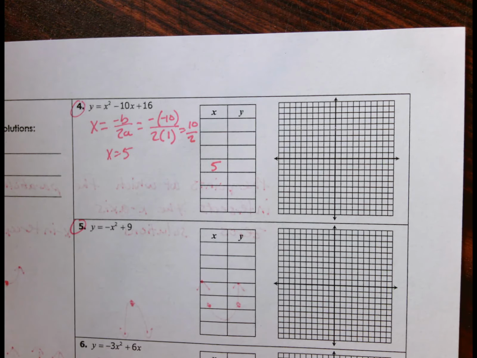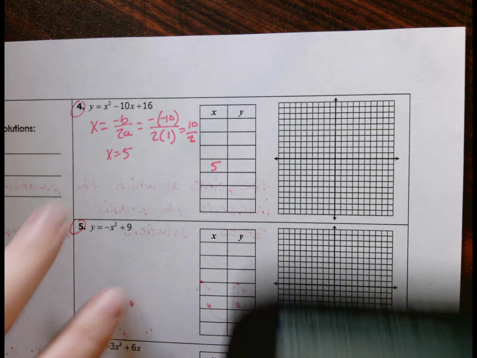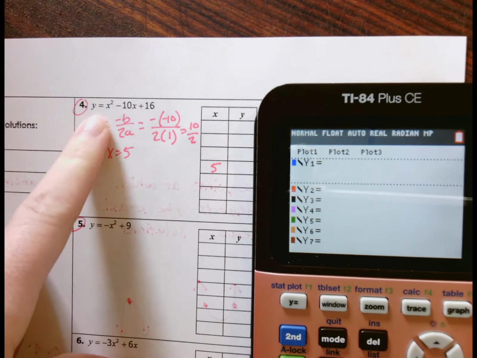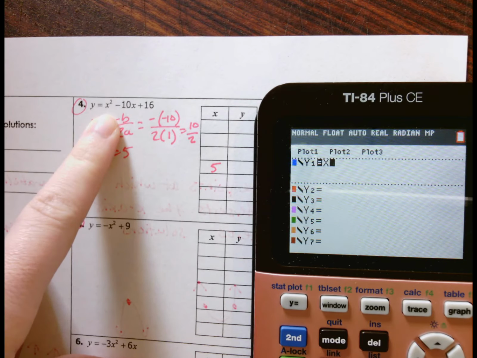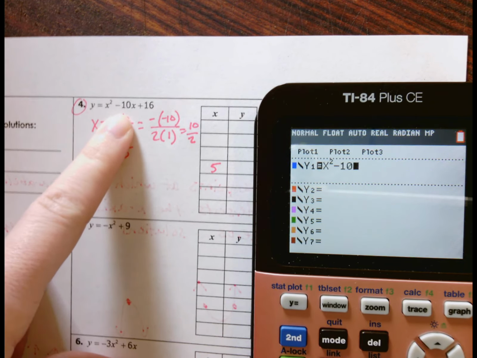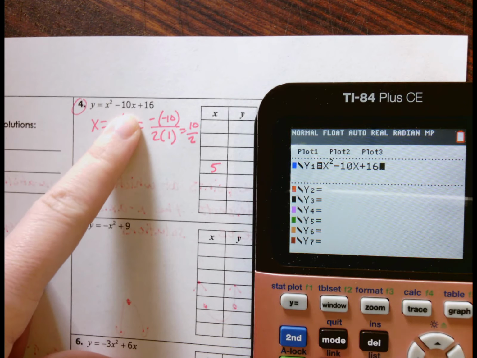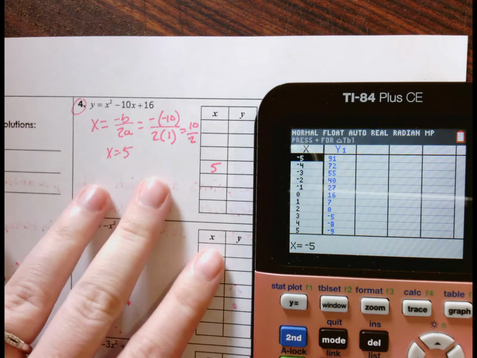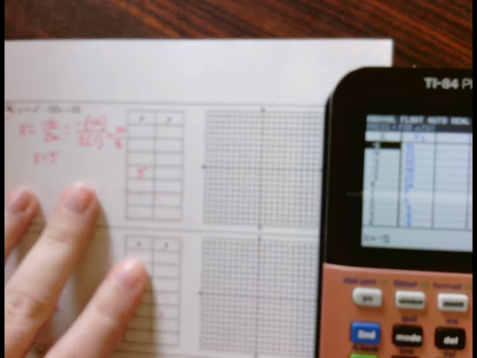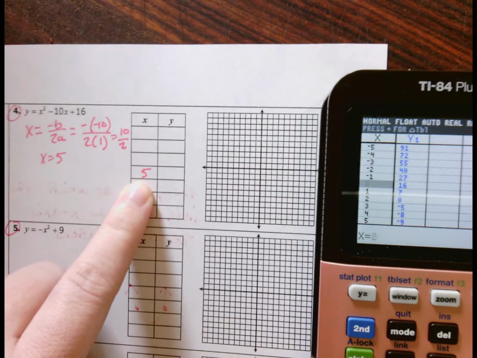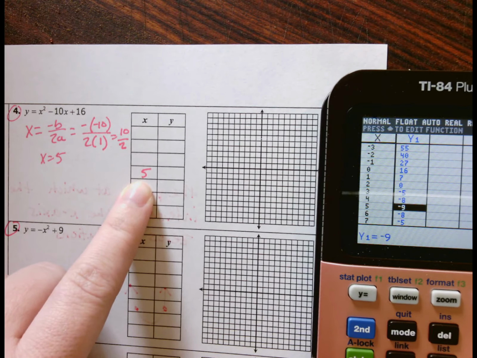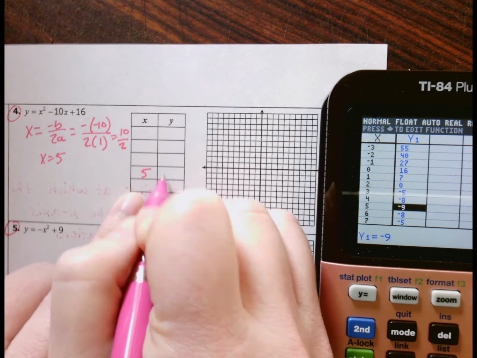Or we can also use our calculator. With our calculator, I'm going to go that route today so you can see that in this example. So y is equal to, we're going to plug in x squared minus 10x plus 16. And then we are going to go to our table. We know that the vertex, the axis of symmetry, is going to be at 5. So we can go on down to 5 and look at our y value. The y value for 5 is negative 9.